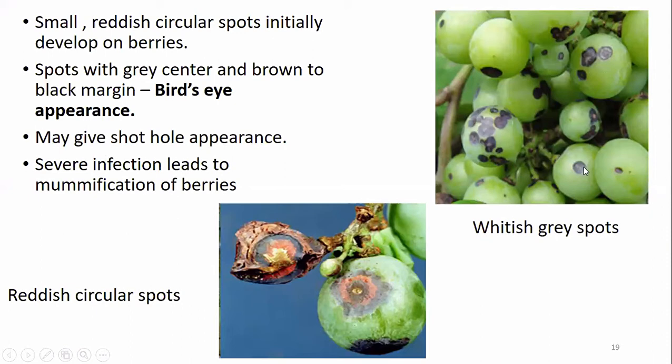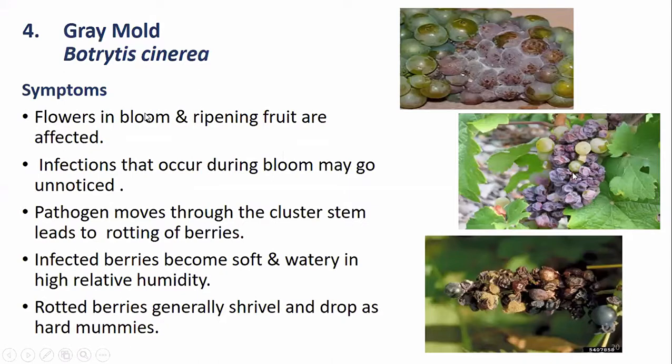Fourth, gray mold, Botrytis cinerea. Flowers in the blooming stage and the ripening stage are mostly affected. Infection occurs during blooming. The pathogen may move from the blooming stage through the cluster, causing rotting of the berries. Infected berries are soft and watery in high humidity. Rotted berries generally shrivel and drop.